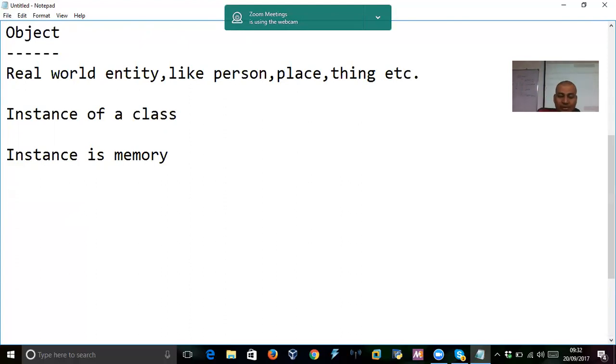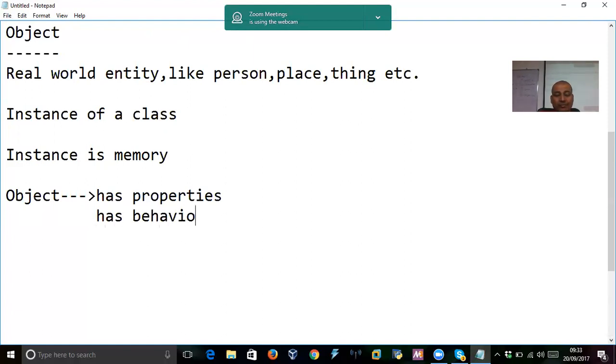So next one, what does this object have? Object has properties. Object has behaviors. Do you understand this, friends? Then maybe you can ask me, sir, what is a property? What is a behavior? Let's take a small example.